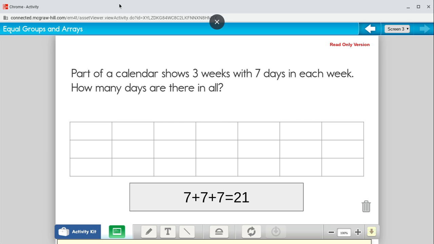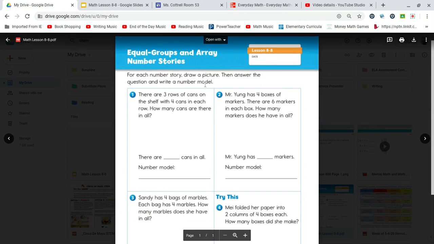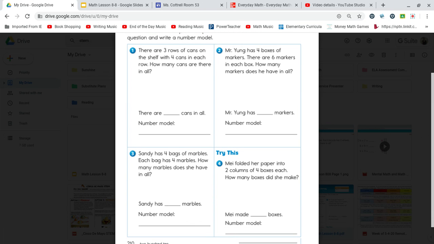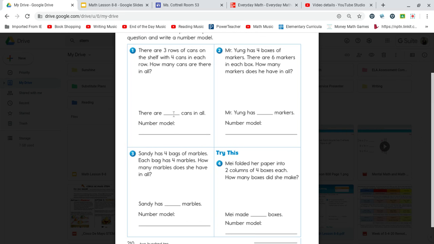So I just want to show you the math page that I'm going to put a link to for you to take a look at. And that is right here. So this is our actual math journal page that we would do if we had our math journals. You do not need to print this. I do not want you to have to waste ink. What you can do is get a piece of paper, fold it into 4 squares. Make sure you have a pencil. You do not have to rewrite the number story. Just draw your picture to solve it, write the answer, and write the number model that would go with it.